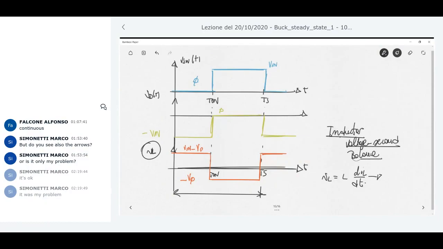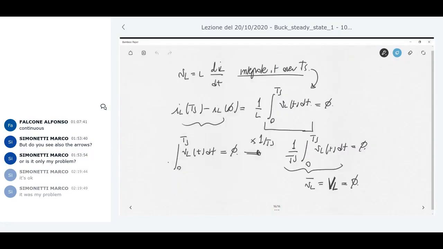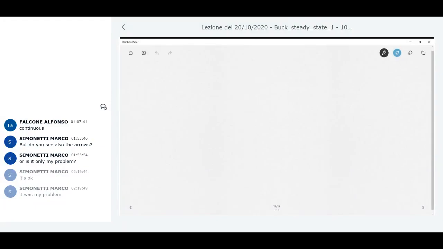So what does it mean? That these two areas here should be the same, the yellow one and the blue one. These two areas should be exactly the same, because when they are the same, the DC component, the average value of this waveform, is null. So this is the area A plus, this is the area A minus. So according to this concept, A plus should be the same as A minus. Let me discuss what A plus and A minus are.